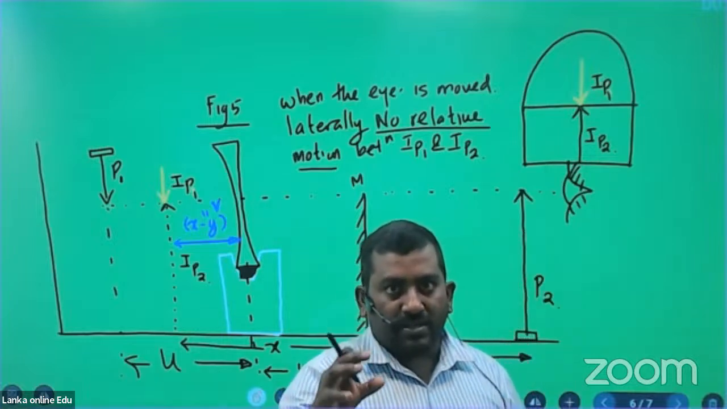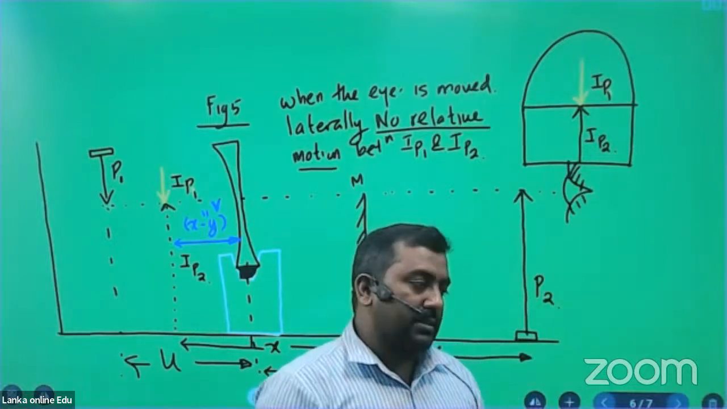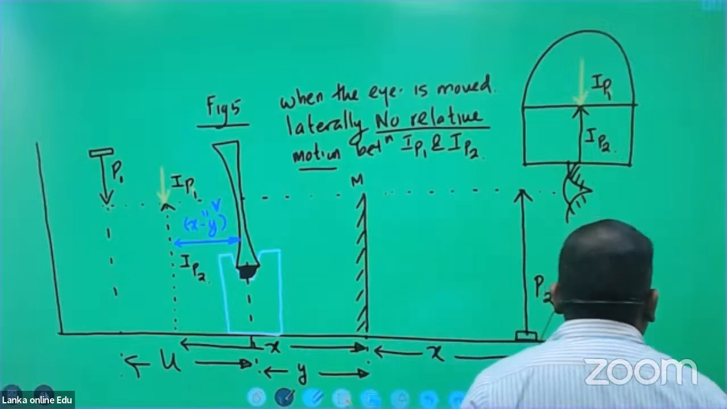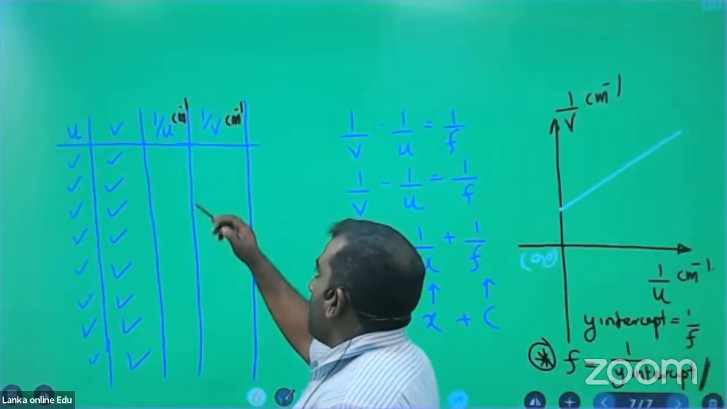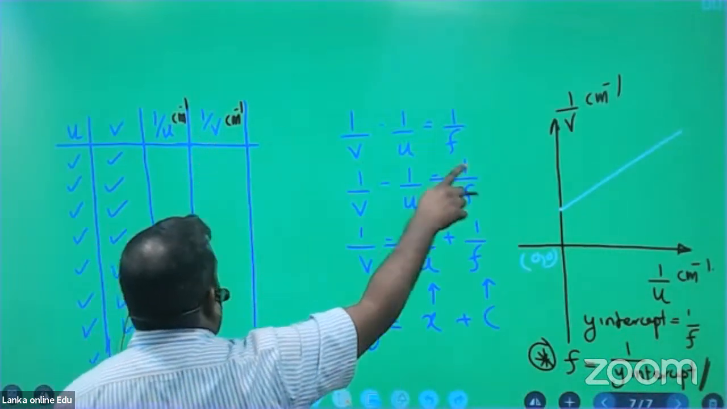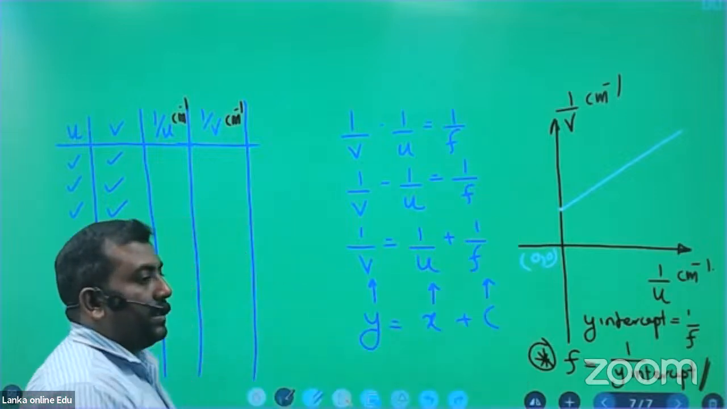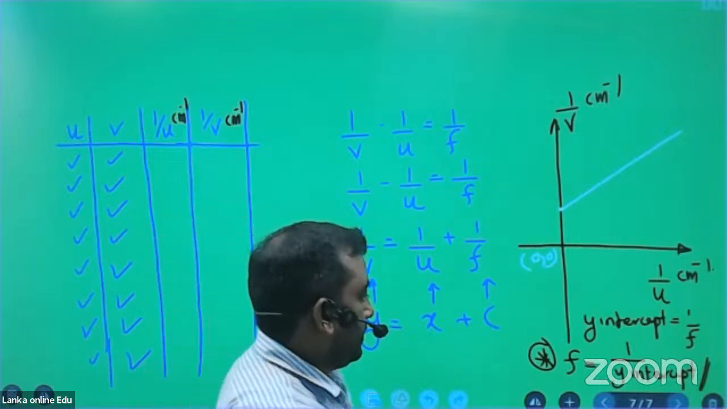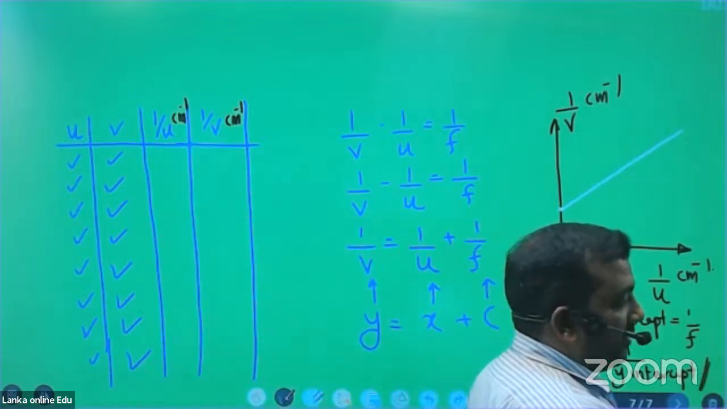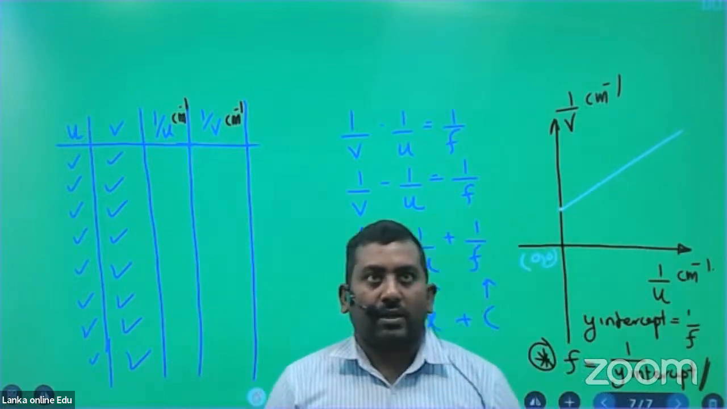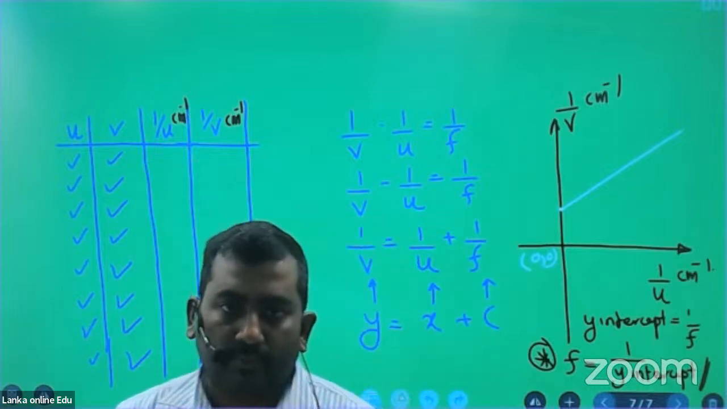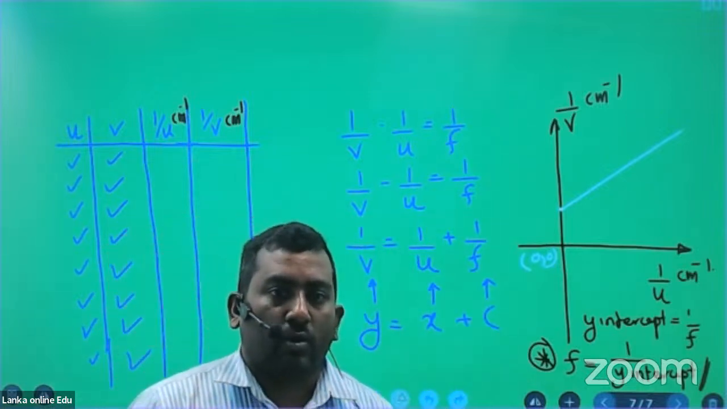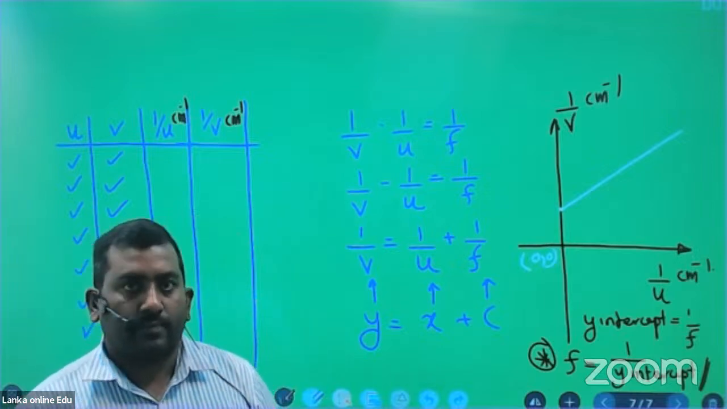So for different object distances, measure different image distances, and plot the graph between 1 over u and 1 over v.